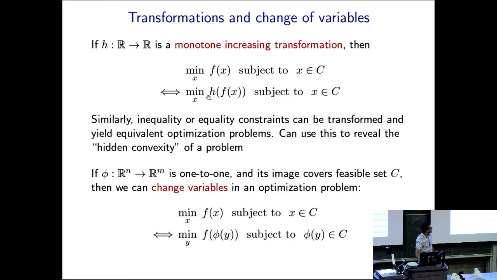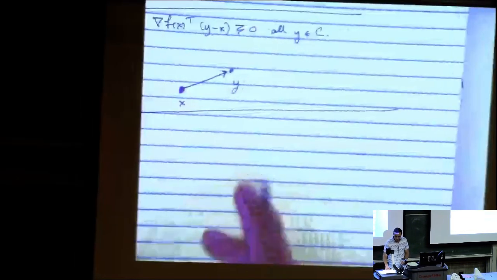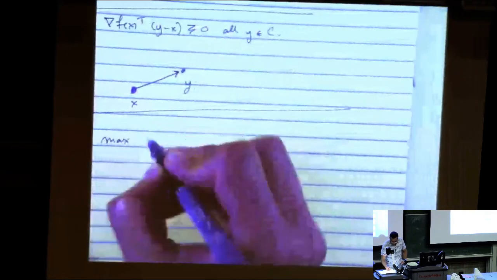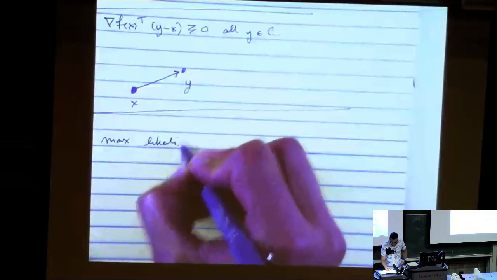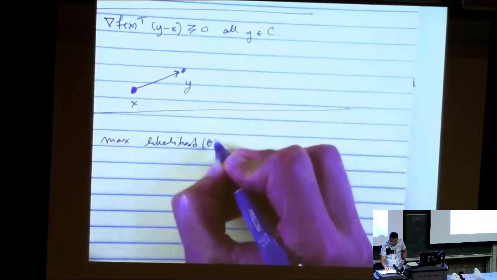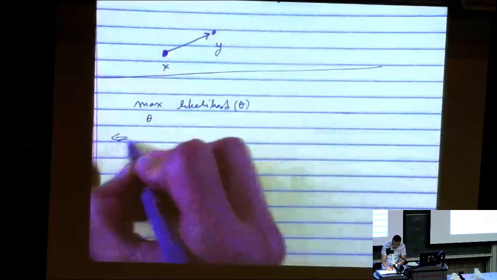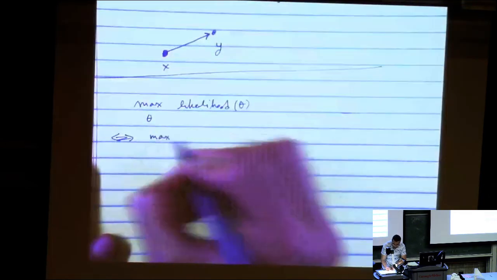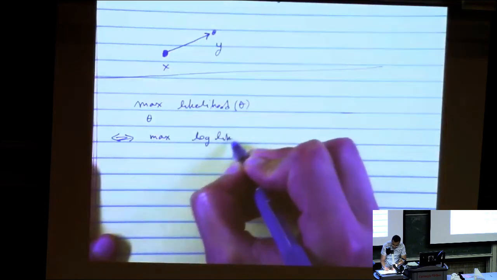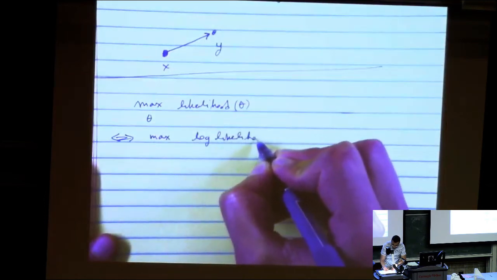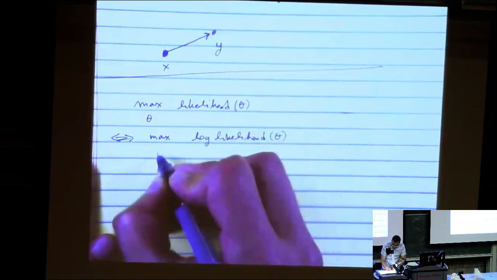So we can often use this to reveal maybe a kind of hidden convexity to a problem. And the biggest example of this is going to be familiar to certainly the statisticians, but hopefully to everybody. It's just maximum likelihood. If I want to maximize the likelihood function, that's equivalent to maximizing the log likelihood, just applying a monotone transformation to the criterion.